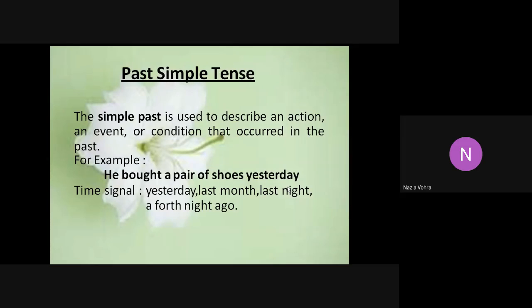Same way, in simple past, you describe an action or an event which has occurred in the past. I bought a pair of shoes yesterday. Yesterday, you have a time frame. Again, the form of the verb is not changing, but you are adding a time frame like yesterday, last month, last night, last fortnight, a year ago. So this becomes the past. You are adding some time signal. Clear? But again, it is something regular.